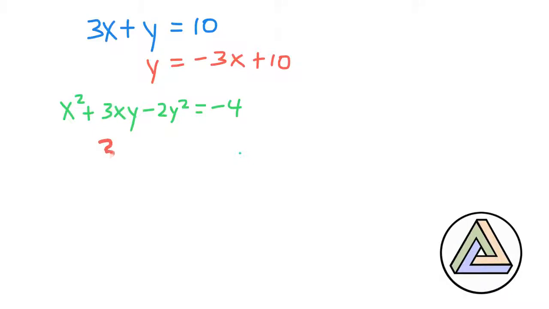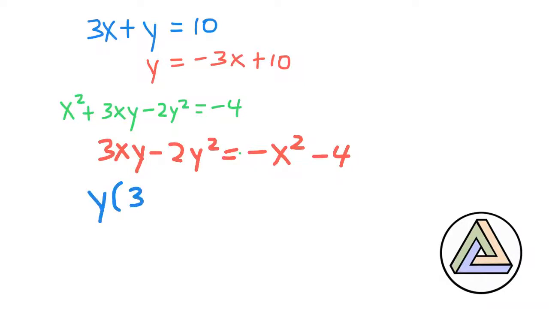In fact, let's explore it a little bit. So imagine we rewrite this as this after subtracting x squared from both sides. Let's just take a look at what happens when you try to factor out y. You end up with this.